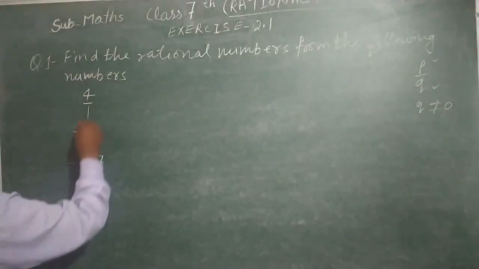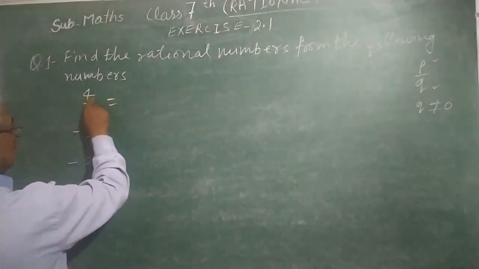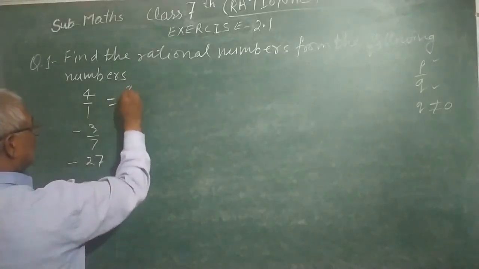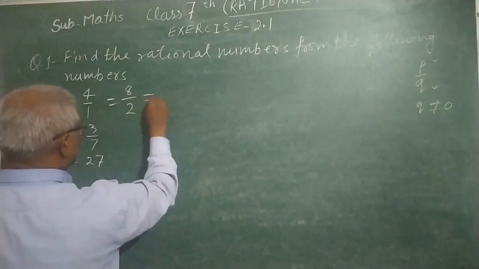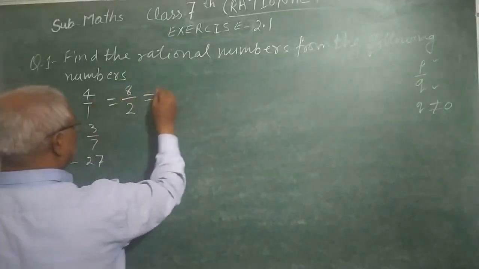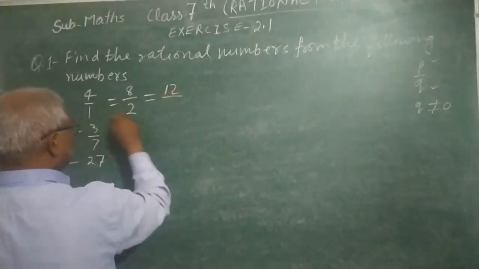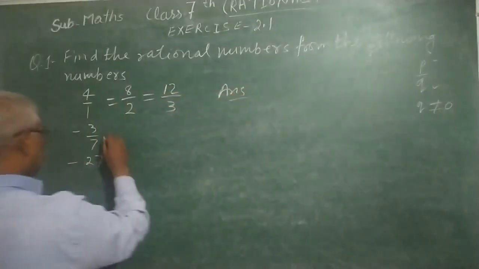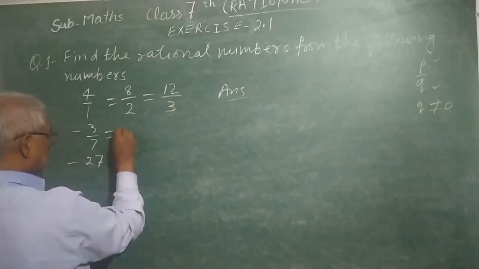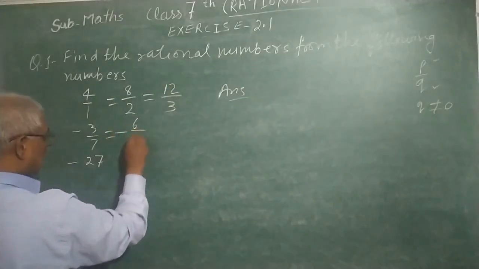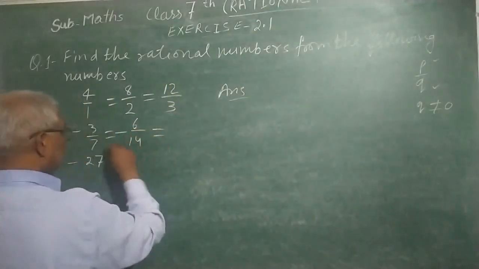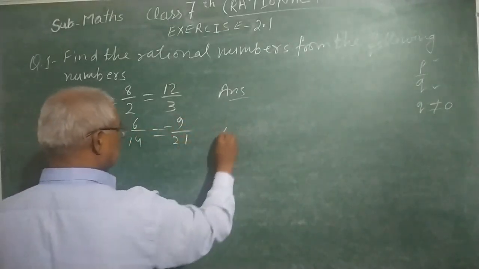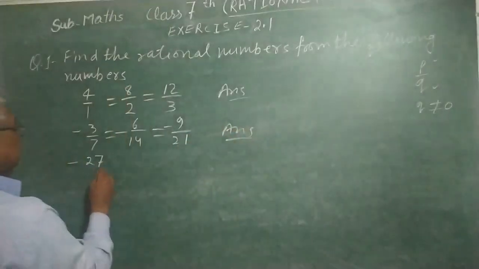First question, how can we find this? First you multiply both numbers. So 4 times 2 is 8, 8 upon 2. Third one is 4 times 3 is 12 upon 1 times 3 is 3, and so on. These are the answers. Similarly, minus 3 by 7, times 2 is 6 upon 14. And here 3 times 3 is 9 upon 21. It is your answer. And what about the last one?